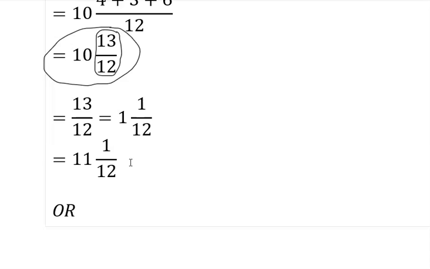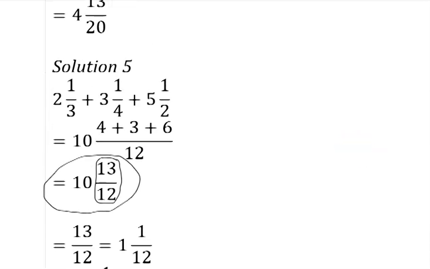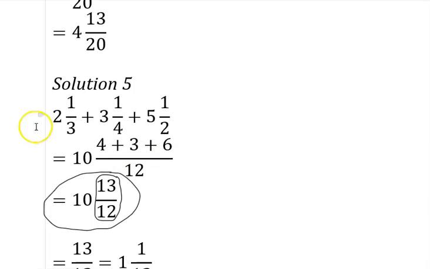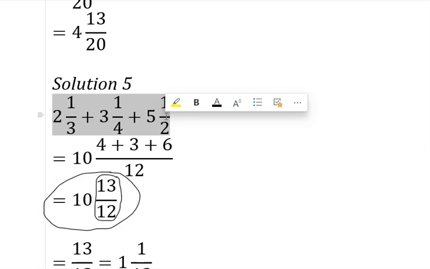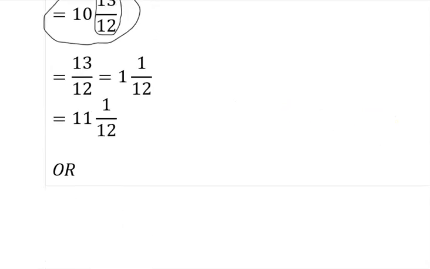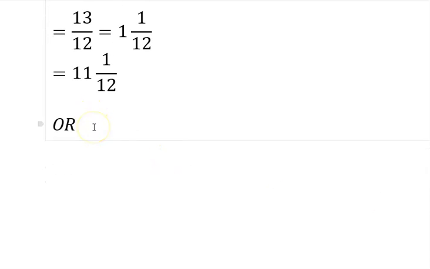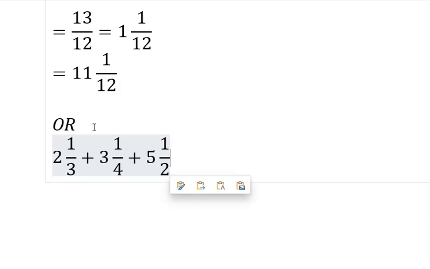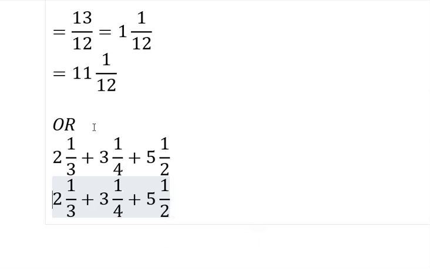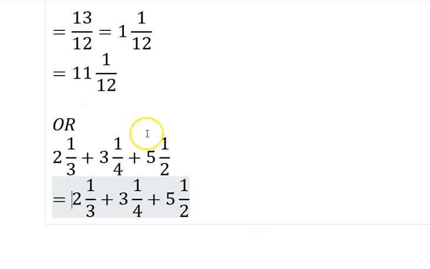So if you use the second method too, converting the mixed fractions, let's see what we quickly have. You will still get the same answer. Awesome. So let's quickly see what we can do. Let's quickly convert all these mixed fractions.